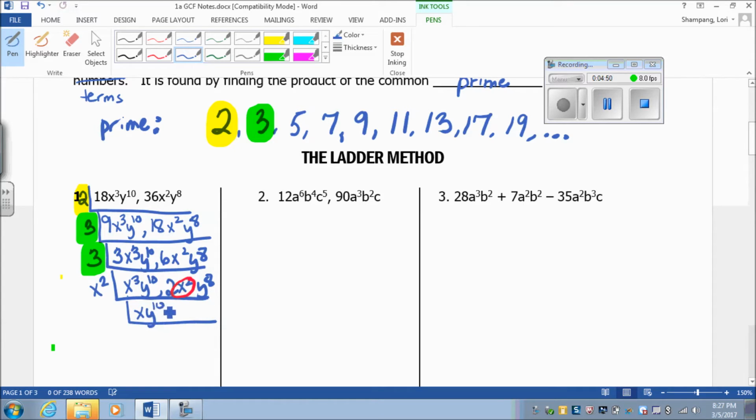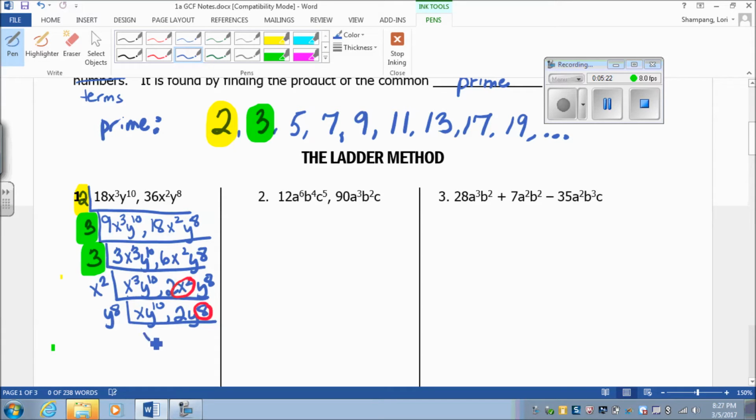So we still have our y to the 10th. x squared over x squared is 1, and 1 times 2 is 2, and we still have our y to the 8th. So now we're left with our y's, and what can we factor out? Well, you should see that the lowest exponent is 8. So y to the 8th is common to both y to the 10th and y to the 8th. So let's pull y to the 8th out, and then let's do our final division.